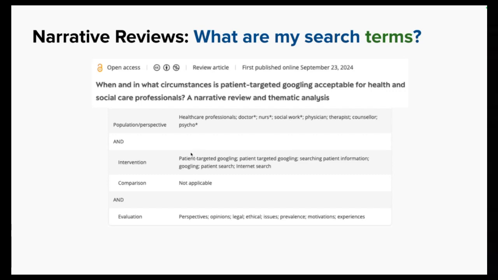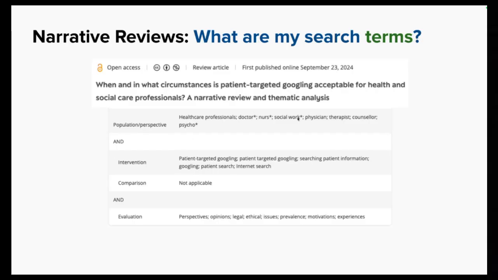And for intervention, you can see they've done something very similar. For the intervention, the patient-targeted Googling, they've included the same phrase, and we'll talk about phrases in a second, phrases being keywords that have more than one word in them, which I know is confusing, but also not.